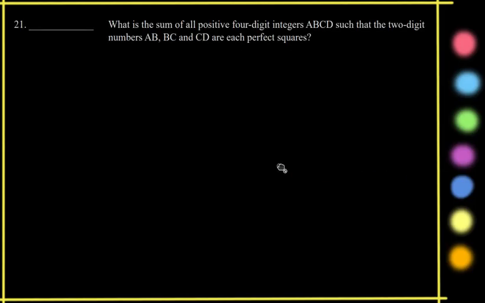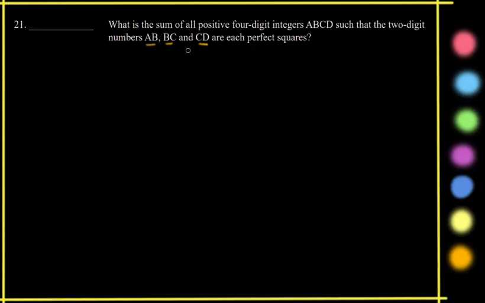This is number 21. It says, what is the sum of all positive 4-digit integers ABCD? So here A, B, C, and D are the digits of the 4-digit integer, such that the 2-digit numbers AB, BC, and CD are each perfect squares. Okay, so first we need to write down all the sequences that are 2 digits that are perfect squares.